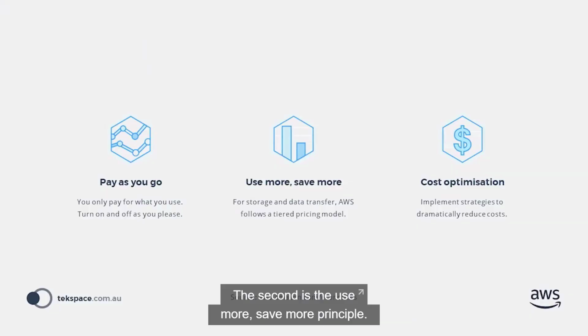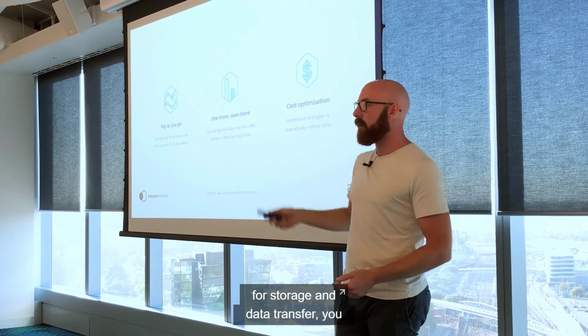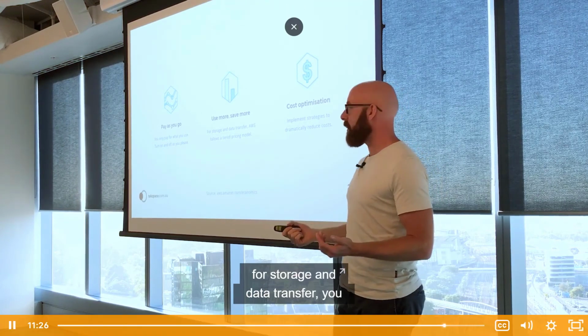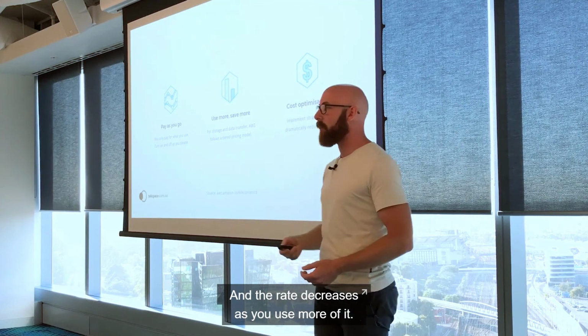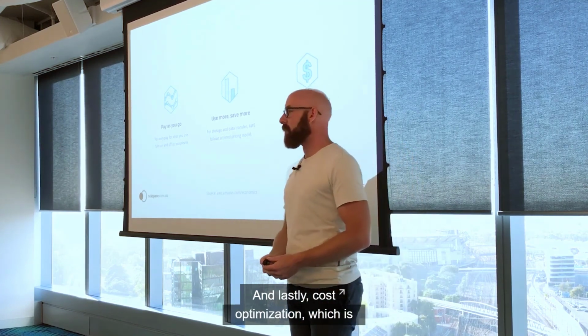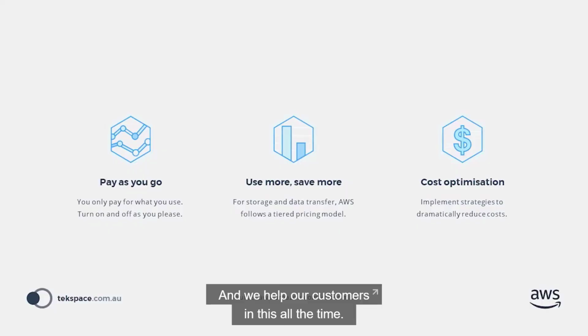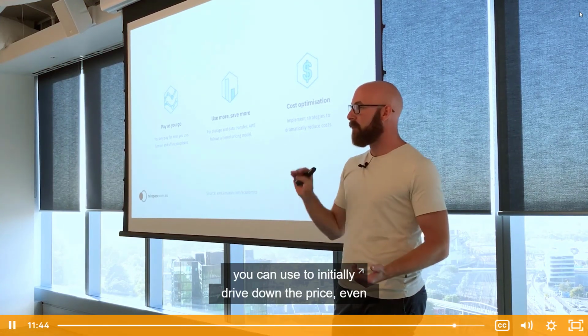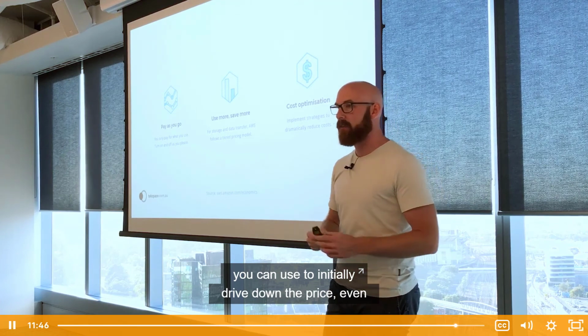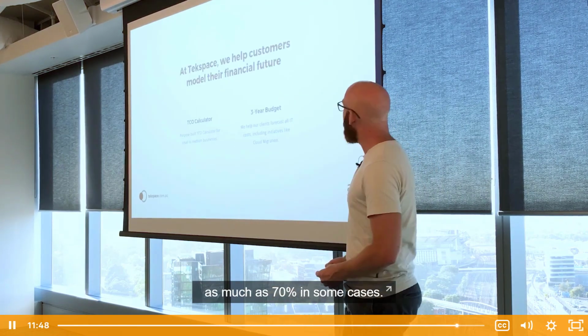The second is the use more, save more principle. And this here is where, particularly for storage and data transfer, you follow a tiered pricing model, and the rate decreases as you use more of it. And lastly, cost optimization, which is something we do really heavily, and we help our customers with this all the time. In fact, I haven't seen an example where we haven't been able to save our customers money. But there are a number of different methodologies you can use to significantly drive down the price, even as much as 70% in some cases.